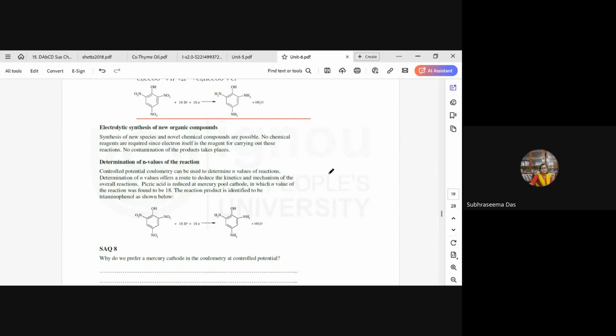Then electrolytic synthesis of new organic compounds. Synthesis of new species and novel chemical compounds is also possible. No chemical reagents are required, since electrons are involved here and they are sufficient for carrying out the chemical reactions. One of the advantages is that no contamination of the products can occur here.